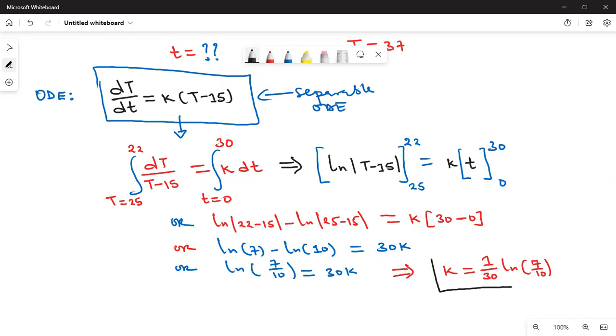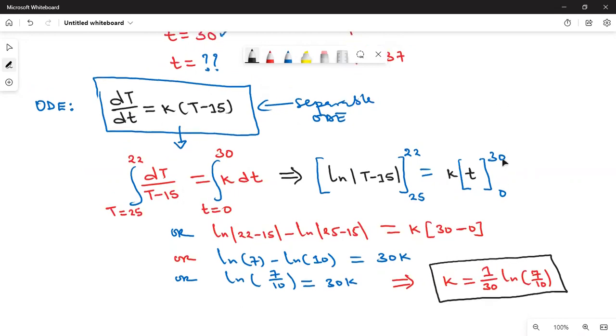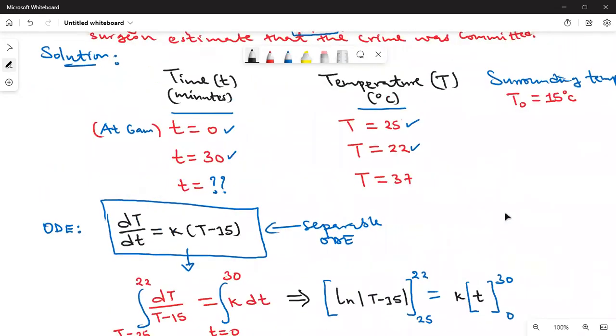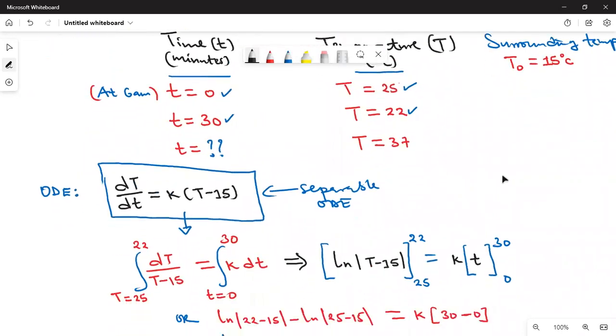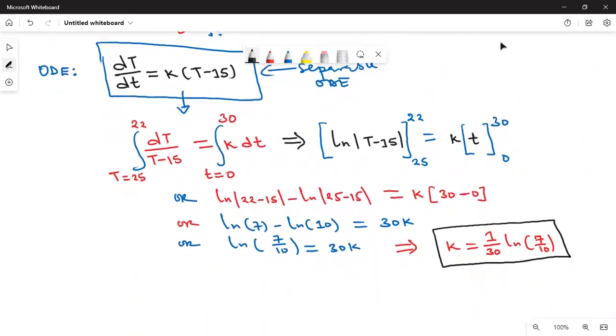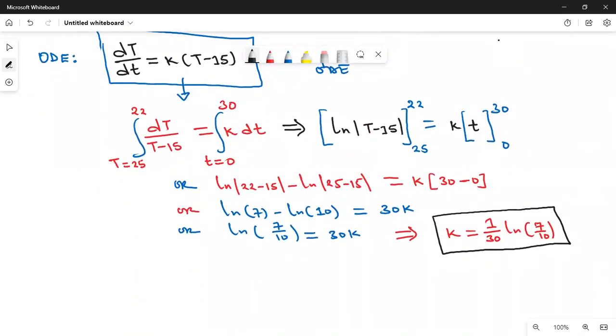Now we need to find the time t when the temperature was 37 degrees centigrade. So again, we go back to the ODE that we're integrating and plug in the first conditions and the third conditions that we have in our table up there. So you can just write here similarly.